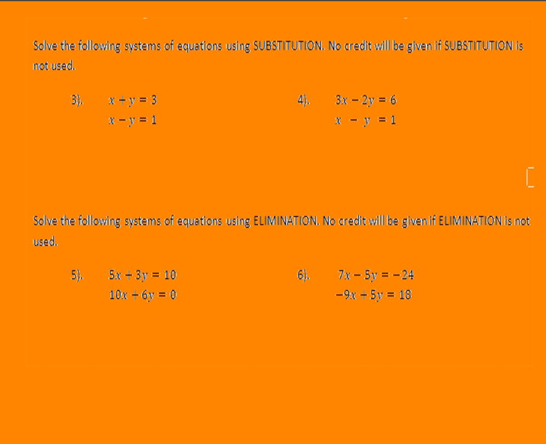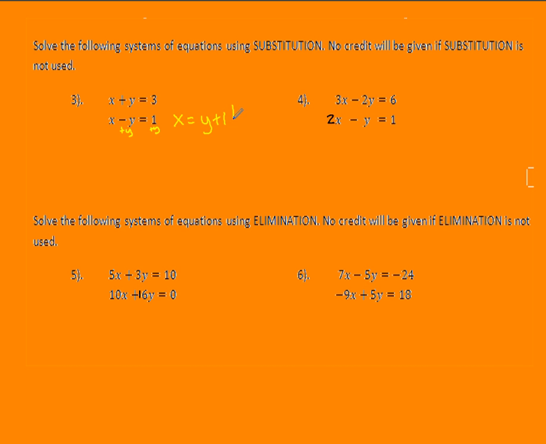Now, for the next pair, you need to use substitution. With substitution, what you need to do is get y by itself or x by itself in any one of the equations. Sometimes they'll give it to you with x or y already by itself. So what I'm going to do here is choose to add y to both sides of this equation and give me x equals y plus 1.